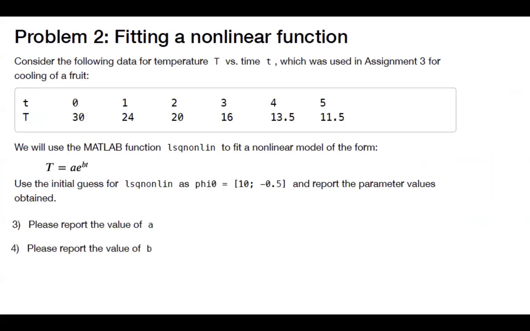You have to use LSQ non-lin. LSQ non-lin means you can directly give the model function. Remember, it has to be the error function first given. This is the model function, and the initial guess for phi is 10 and minus 0.5. After that, you have to report the value of A and B. I'll give you a few minutes and then let's discuss the answer. I want everybody to do it. Once you've got the answer, please put it in the chat box.